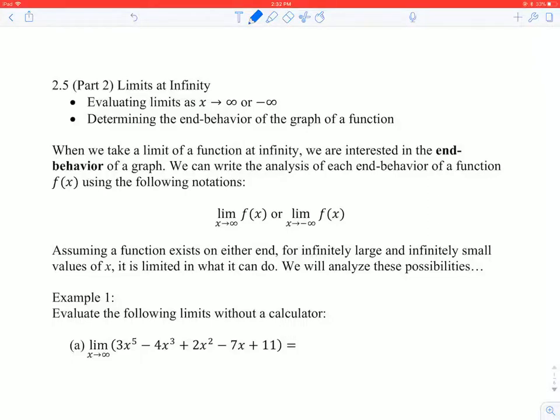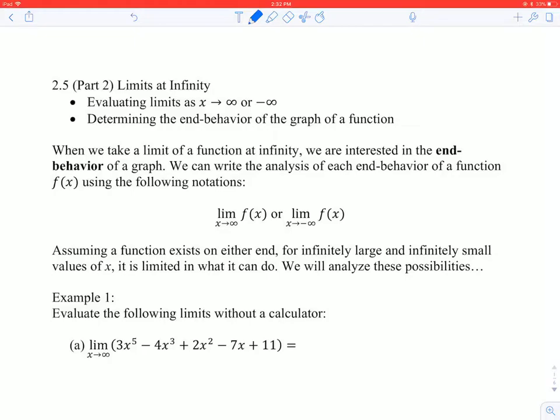Okay, so section 2.5 part 2 is limits at infinity. So when we are taking the limit of a function as x approaches positive or negative infinity. And when you see limits at infinity, I want you to think end behavior of the graph of a function. And when you think end behavior of the graph of a function, I want you to now think limits at infinity.